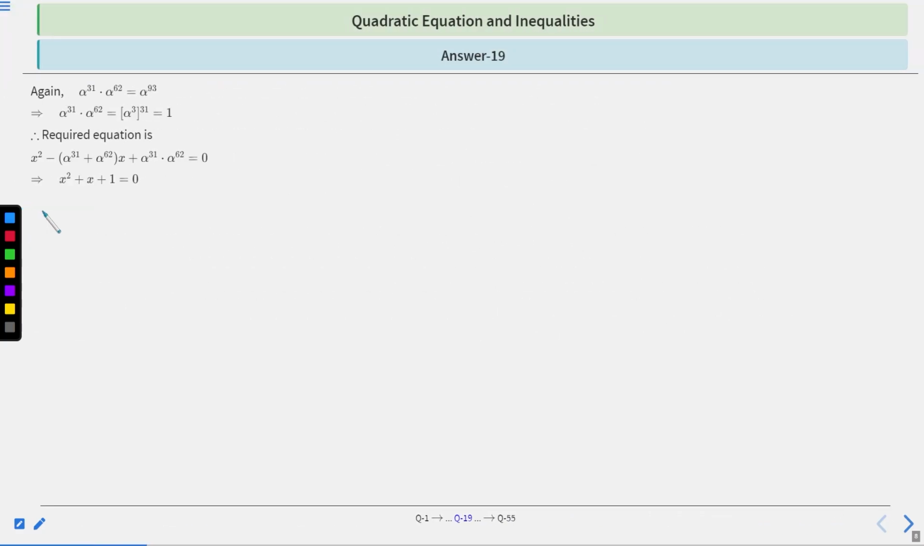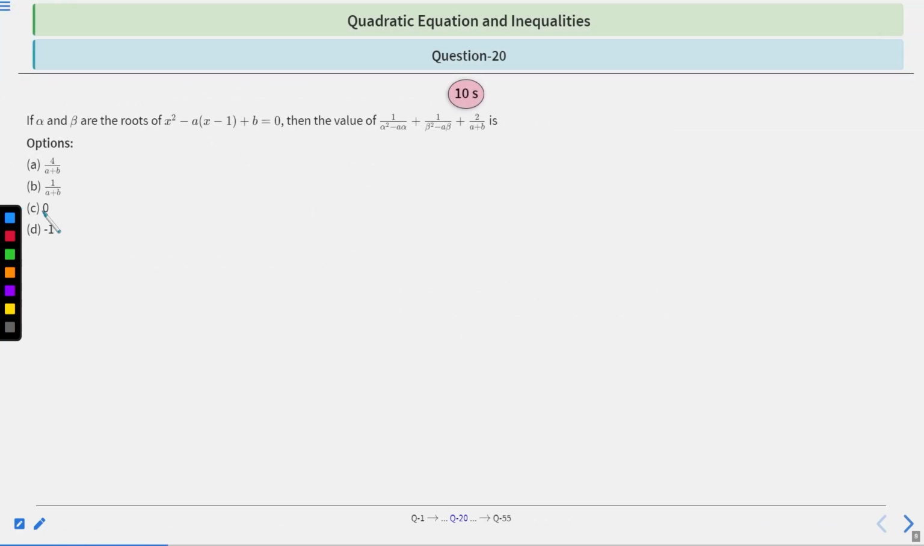Now let's move to question number 20. If alpha and beta are roots of the equation x square minus ax plus a plus b equal to 0, then find the value of 1 upon (alpha square minus a alpha plus a plus b) plus 1 upon (beta square minus a beta plus a plus b) plus 2 upon (a plus b). So let's move to the solution after 10 seconds.